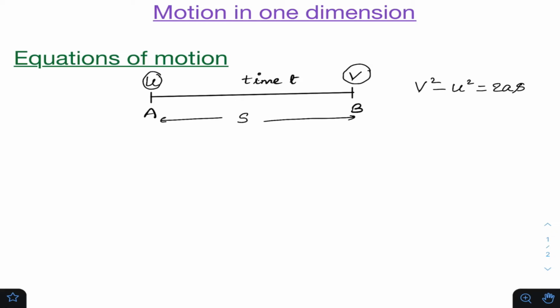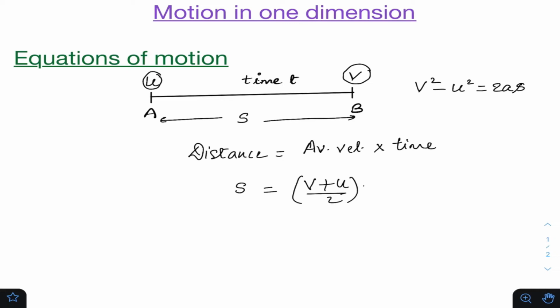The same formula we are going to apply: distance equals average velocity multiplied by time. Now in place of distance we put s, and average velocity is v plus u over 2, multiplied by t. Now you see carefully, this we have to derive, and in this we do not have t anywhere. So it means we have to replace this t.